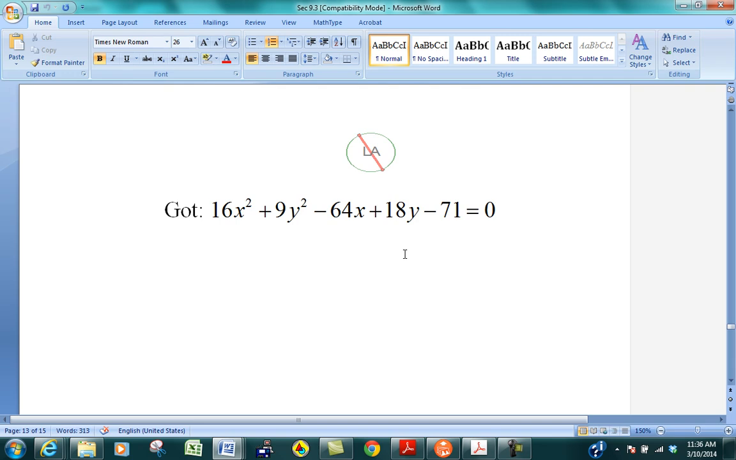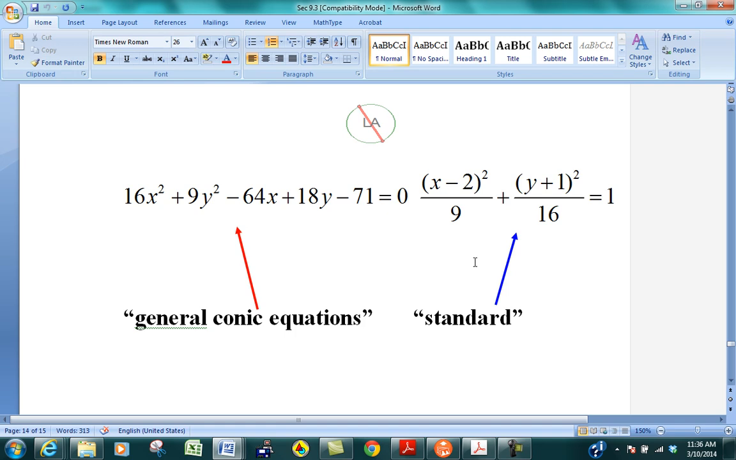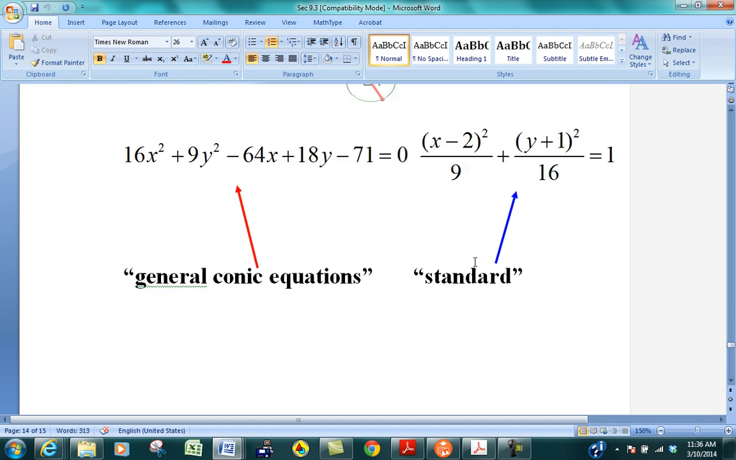So this equation here that you see is called a general conic equation. A general conic equation has everything on the left hand side and a 0 on the right hand side. Let's talk about the differences between the two. The one with the blue arrow, which I showed you earlier, is the standard form of a conic. The one with the red arrow is called the general equation of a conic.